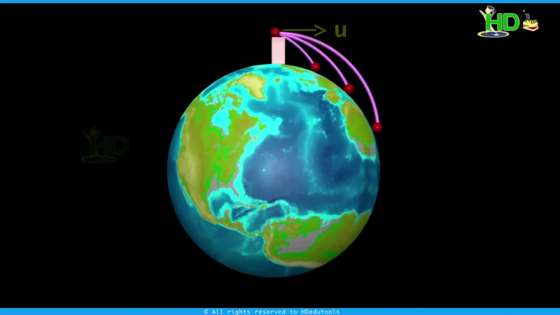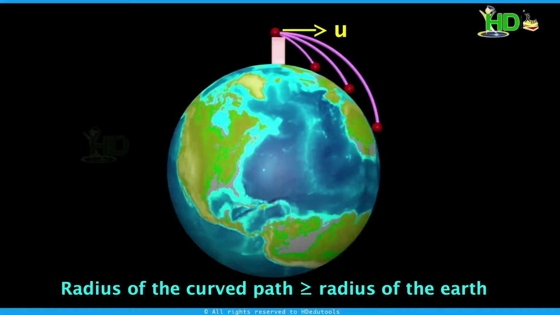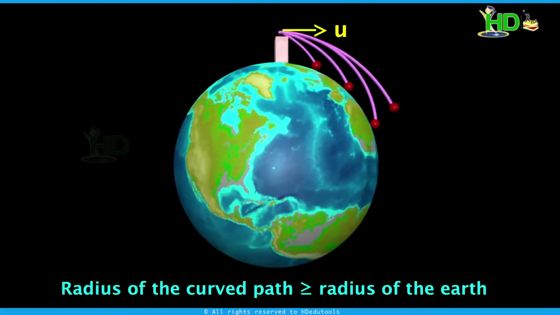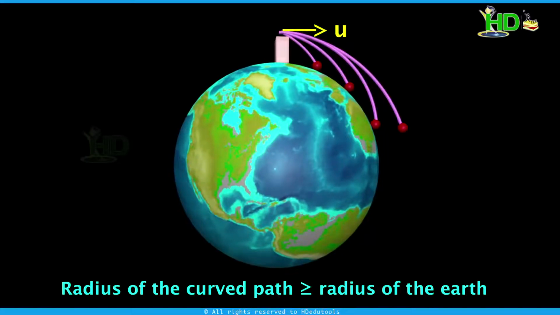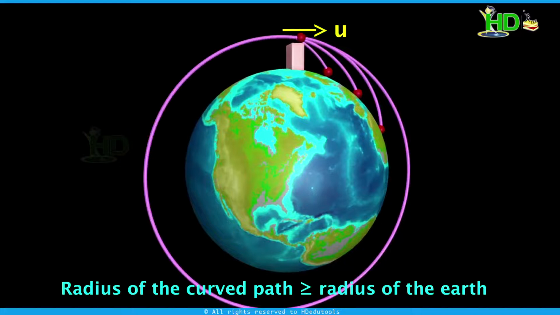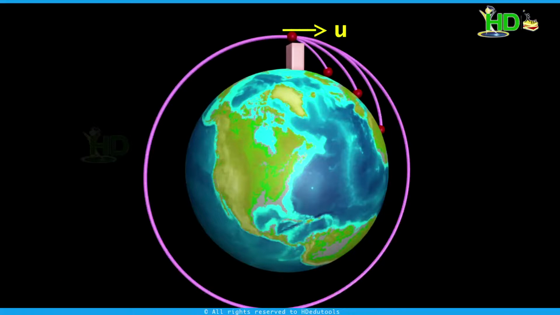If the object is given an initial horizontal velocity such that the radius of this curved path is equal to or greater than the radius of the earth, then what happens? Now this is the curved path. Can it return to earth? No, it will not return to earth. If the range is more than the radius of the earth, then this object cannot return to earth. Now this object becomes an artificial satellite. It orbits around the earth. This is the principle we use in launching a satellite.